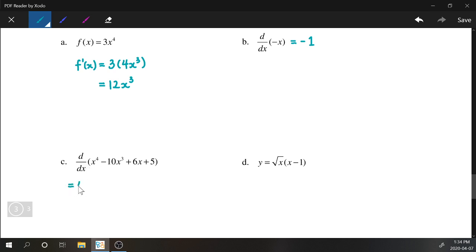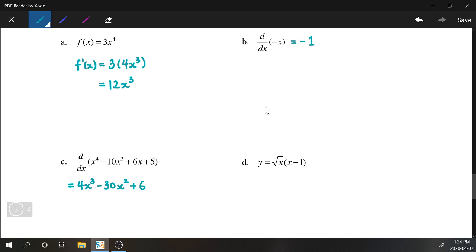Well, the first term will give you 4x cubed. The second term, you will get a 3. So 3 times 10 is 30, of course, and then just x squared. The derivative of x is just 1, so you have a 6, and then the derivative of the constant term will be 0. So that's that one. Last one.